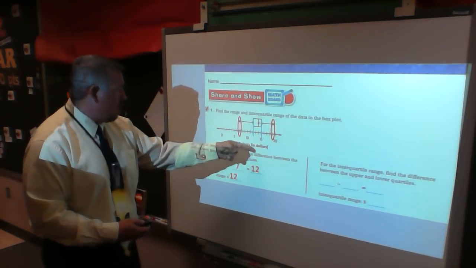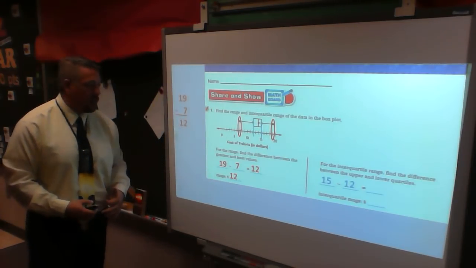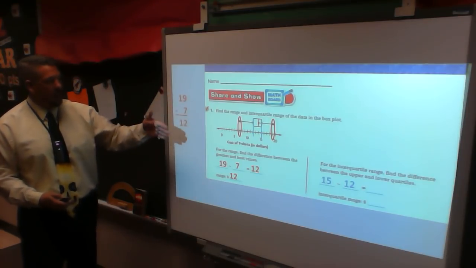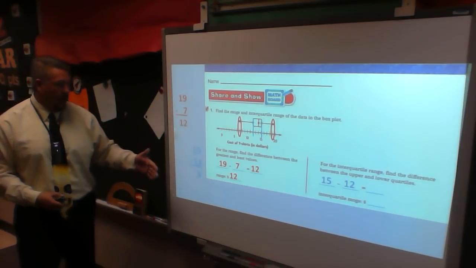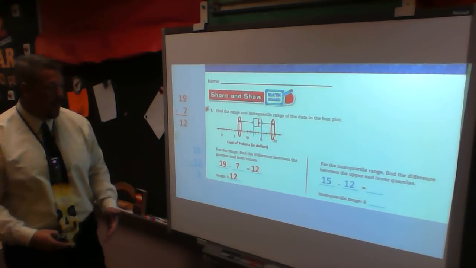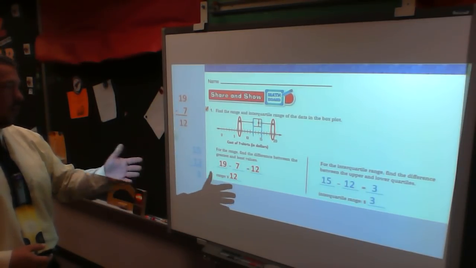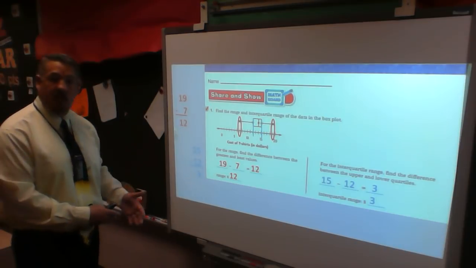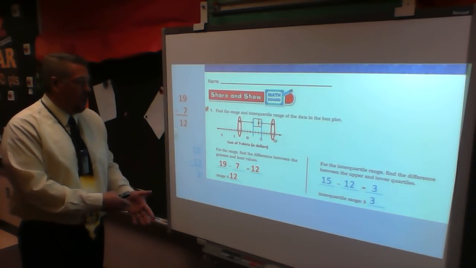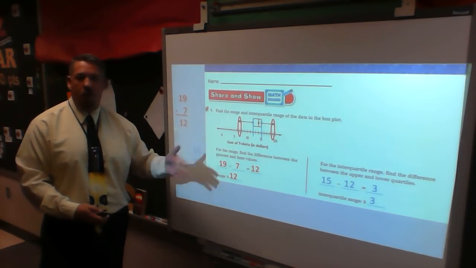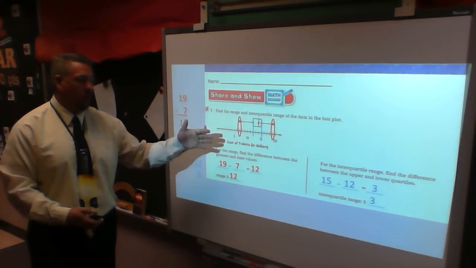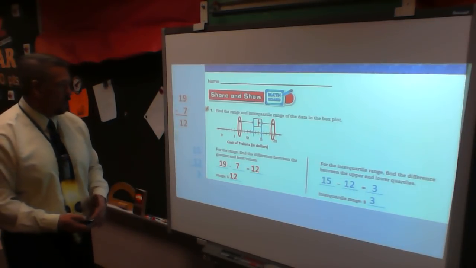And it's right on the 15. That makes it pretty easy to see. So I know I'm going to have 15 minus 12. And when I do that, that's just simply 3. So my interquartile range is 3. 3 what? $3. Pretty easy, right? Not designed to be difficult. It's just remembering what that box plot is telling me and interpreting the data and what to do with it.